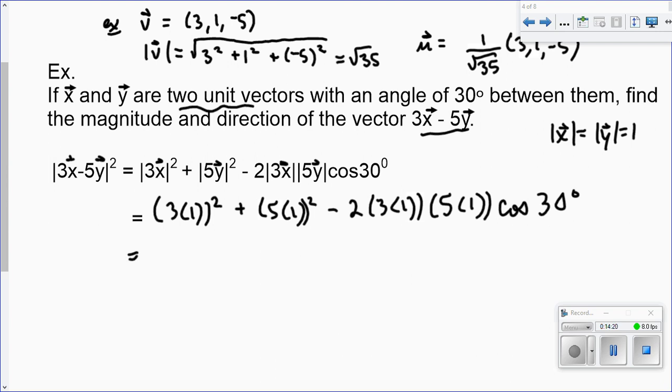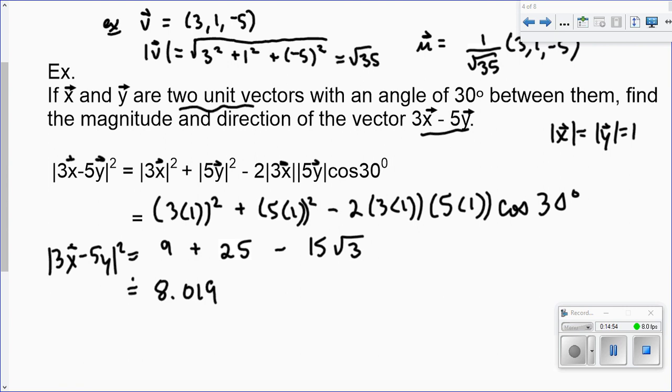When I work all that out, that's going to be 9 plus 25, minus, I think I got here a minus 15 root 3. Now that's after simplifying. It was probably a minus 30 multiplied by root 3 over 2, but I've simplified that down. I'm just going to carry this as my squared magnitude, so I've got this to be approximately 8.019, and you can just use a decimal approximation, that's fine. So my resultant vector after I take the square root is about 2.83. Now, does this seem reasonable?